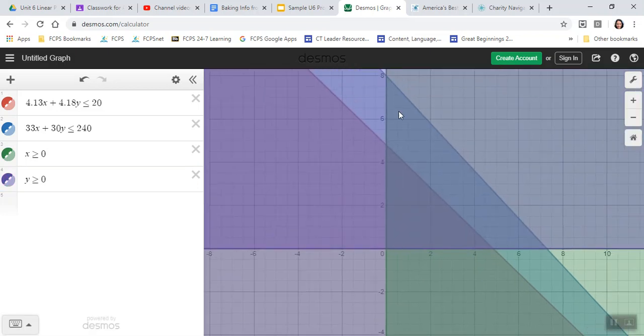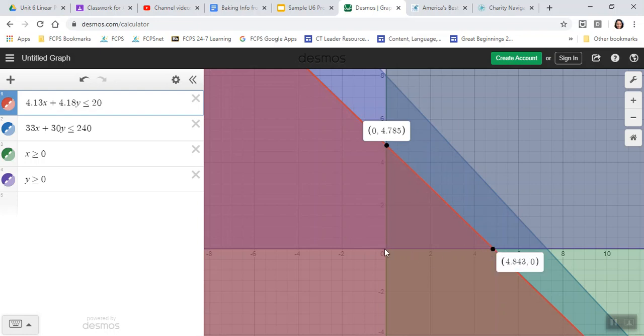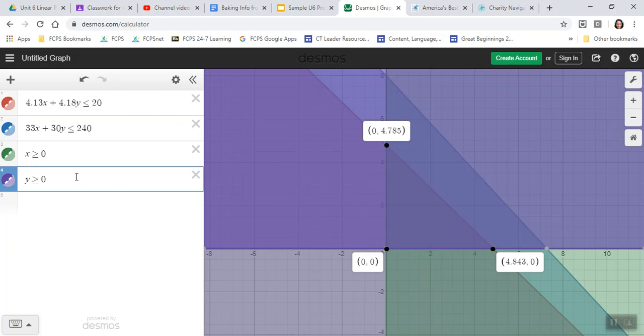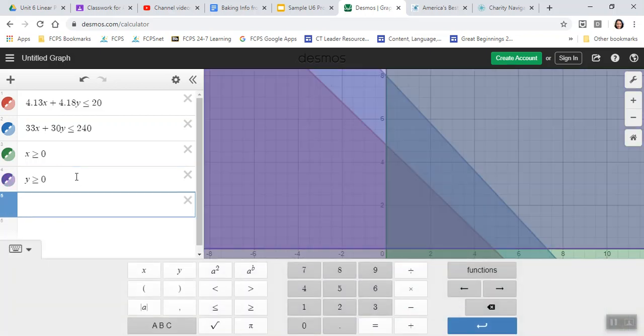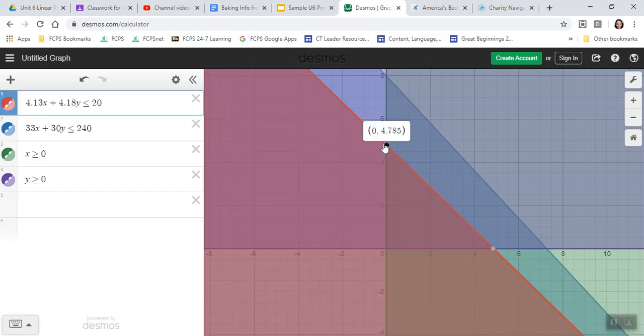So looking at my constraints here, I can see that the area that's shaded by everything is this triangle here. So I've got a point here, I've got a point here, and of course I have 0, 0, but that's not going to give me the most profit. So this point, I can't make 4.785 batches of sugar cookies. I also can't round that up to 5, because if I go up to 5, I'll be in this area, which is not shaded by the red. It has to be shaded by everything. So in this case, I always have to round down to 4.